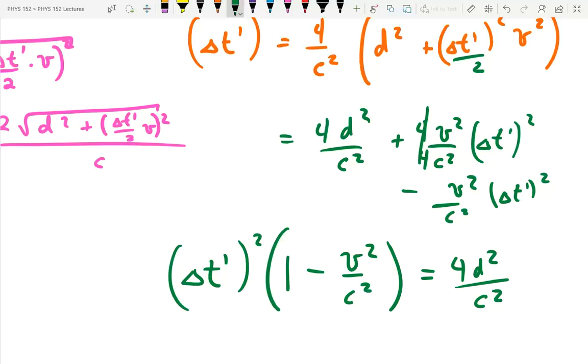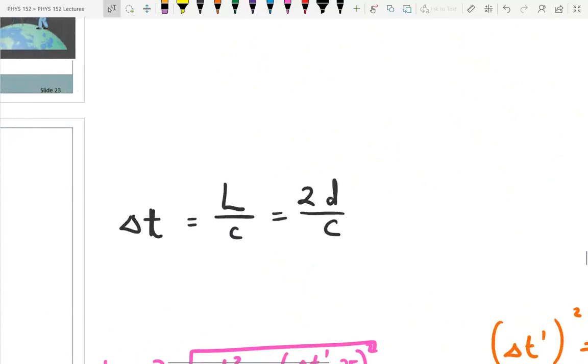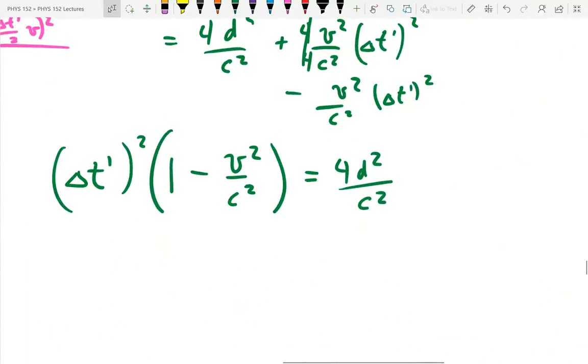And at this point, it looks like I've gotten myself probably not very far, but we really are to the end of this line, because we started by saying the person in the train is going to measure delta t is equal to 2d over c. So 2d over c squared is 4d squared over c squared. That means that right here, I now have an equation to relate the time for a tick of the clock for a person standing on Earth with the time for a tick of the clock for a person that's in the train. So we can see how the time relates.